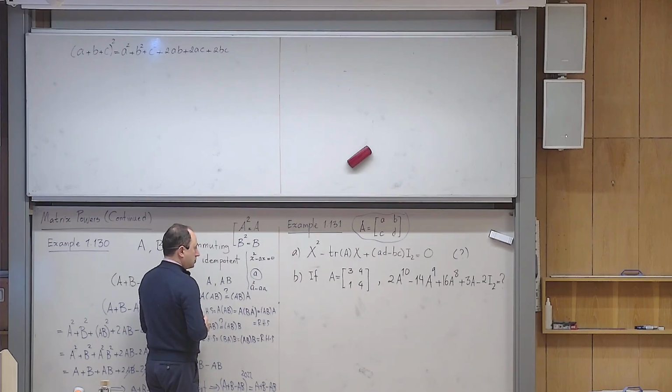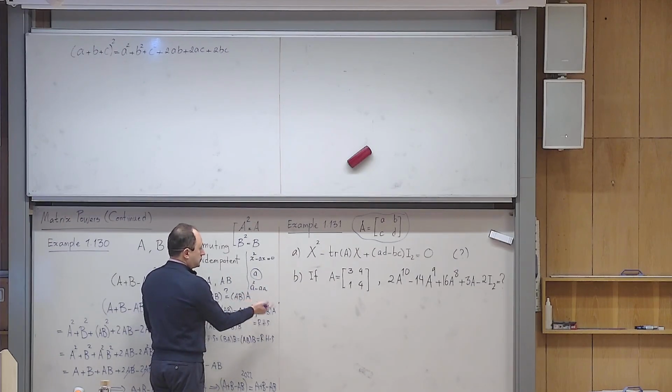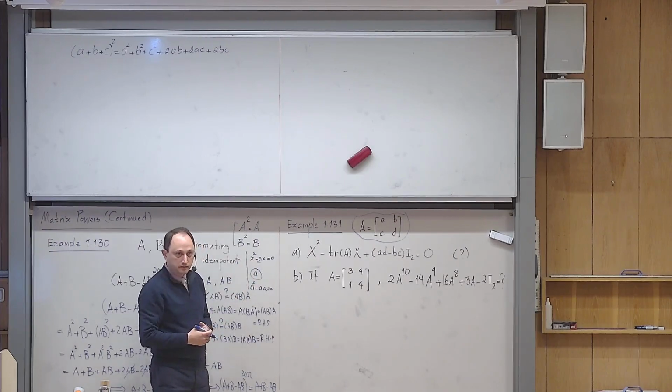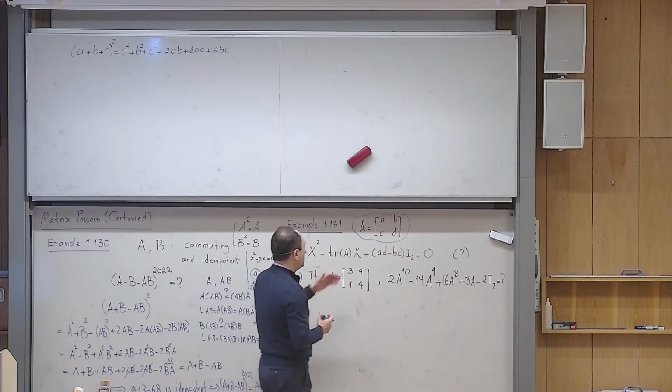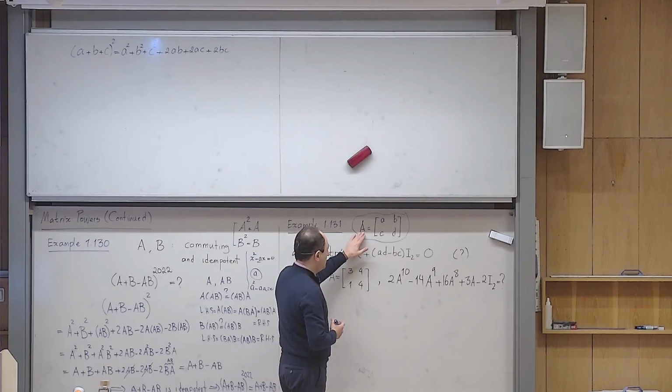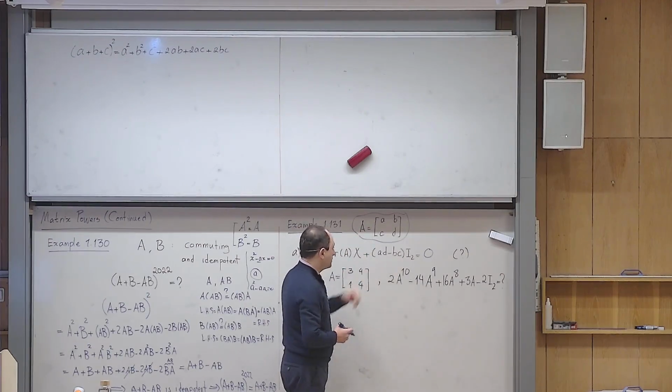Everywhere I see x, I put A. And then immediately you see that this answer is 0. So you confirm that whatever A is, it's a solution. It's more or less the same thing that I'm talking about here. I'm telling you that whatever A is, if it's a 2 by 2 matrix, this will satisfy this equation.